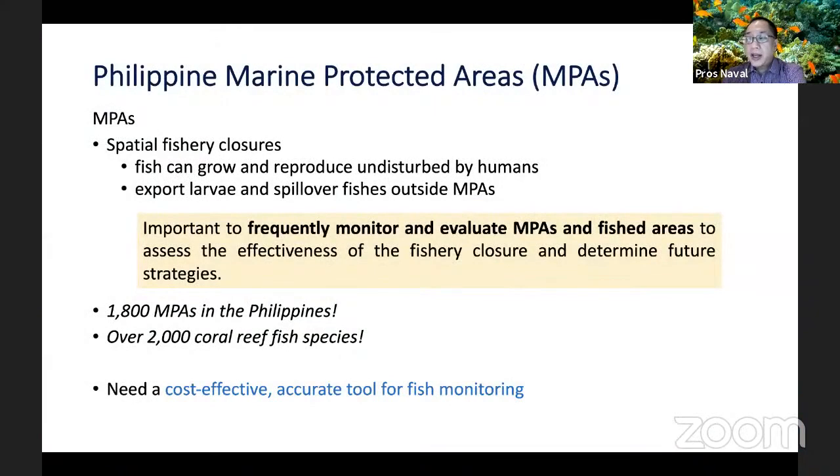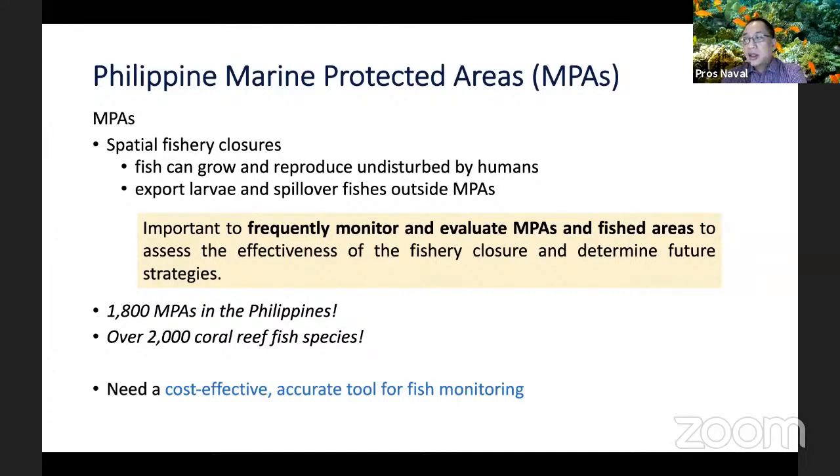Our government has taken numerous steps to counteract these threats. There are several laws that regulate fishing and mandate sustainable management of our marine resources. So we have MPAs, or marine protected areas. These are no fishing zones where fish can breed and spill over to the surrounding areas.